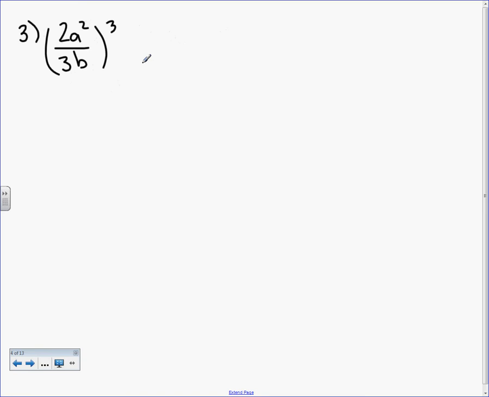Okay. This one, that 3 gets, again, it's not really the distributive property, but I don't know a better way to say it. That 3 gets distributed to everything, so it's going to be 2 cubed, which is 2 times 2 times 2. What's that? 8. A to the, that's a power to a power, so what do we do? Multiply, that's 6, over 3 cubed.